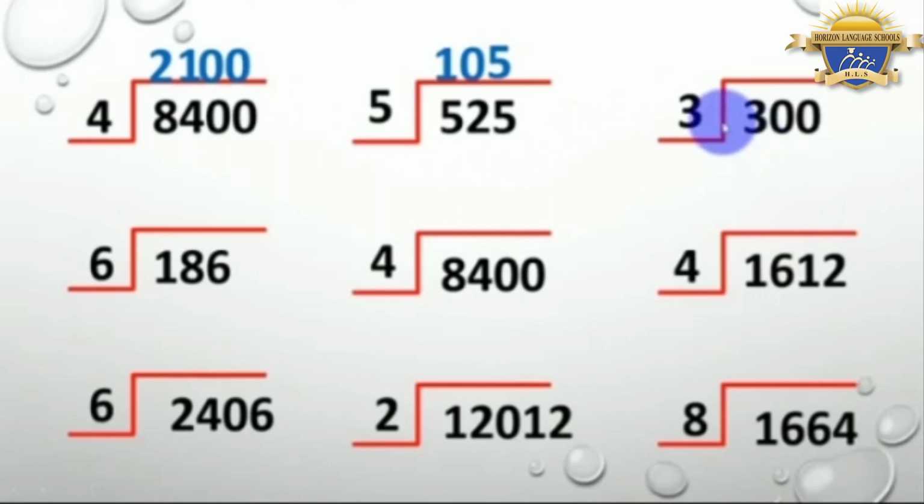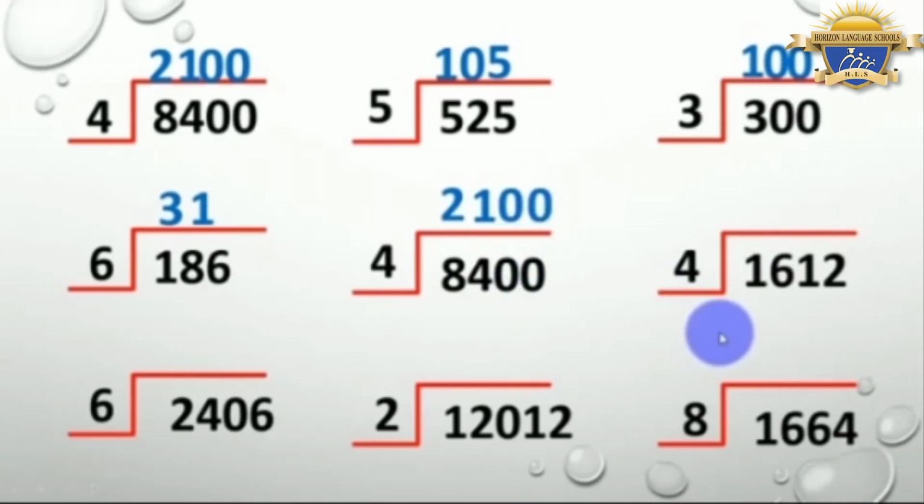Third, 3 divided by 3 equals 1. And 2 extra zeros up as 0 divided by 3 is 0. Here 1 divided by 6, it can't be, 0 up and take the second number. 0 has no value. 18 divided by 6 equals 3. And 6 divided by 6 equals 1. Here 8 divided by 4 equals 2. And 4 divided by 4 equals 1. And 2 extra zeros up.